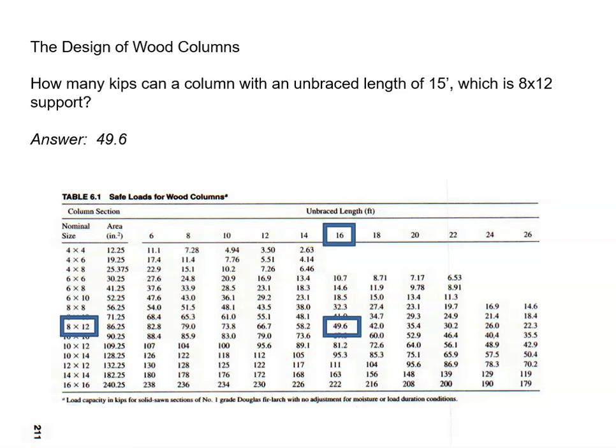Okay, and let's look at one more. So again, how many kips can a column support with an unbraced length of 15 feet and an 8x12 cross section? So we take the 15, we round up to 16, and then the 8x12 is here, and then we connect the dots and we find that it could support 49.6 kips. Okay? All right.